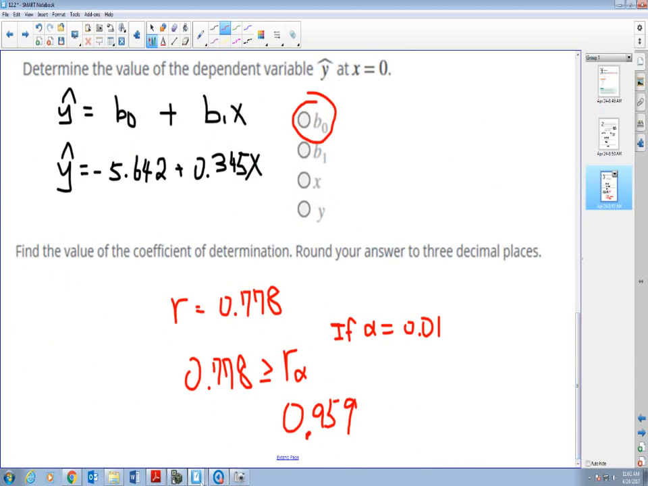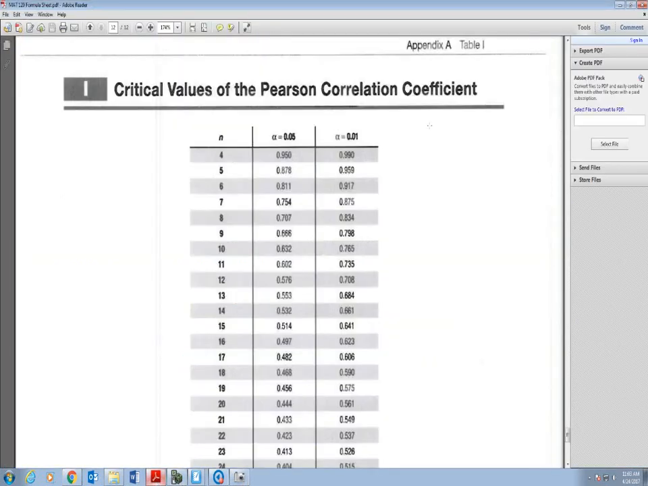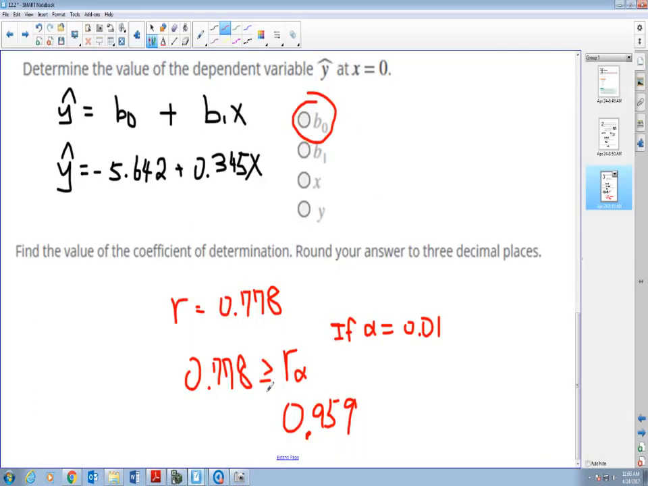Now, if I set my alpha to be 0.05, the area outside the normal curve to be 0.05, then the critical value would be 0.878. My R is still not going to be bigger than 0.878. So we can't use this particular model to do any prediction.